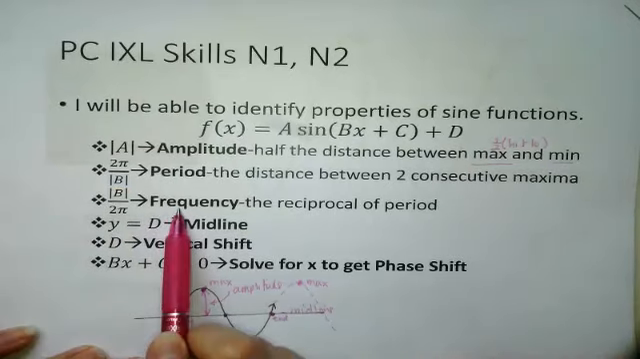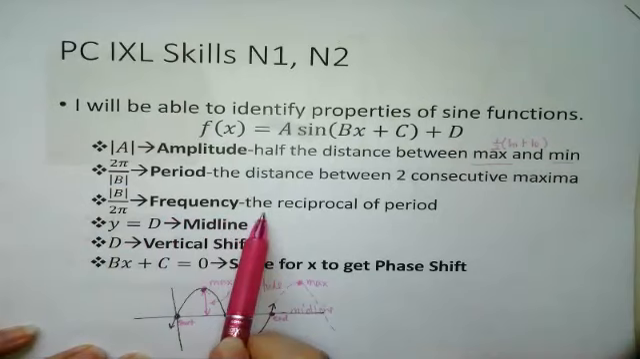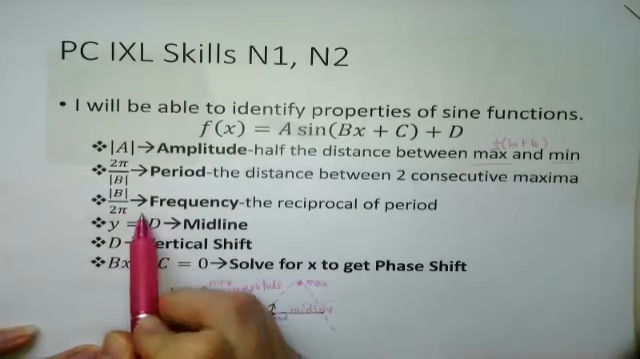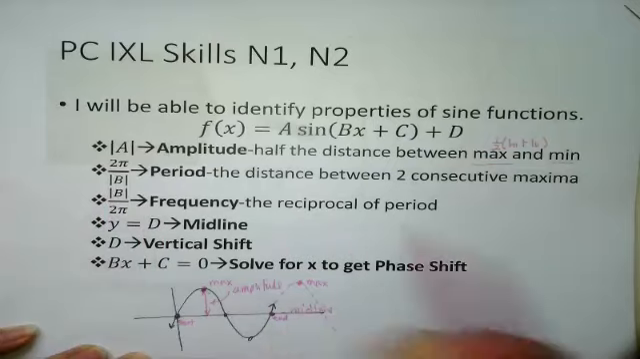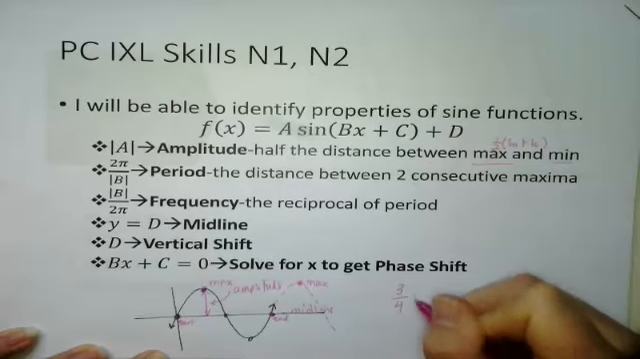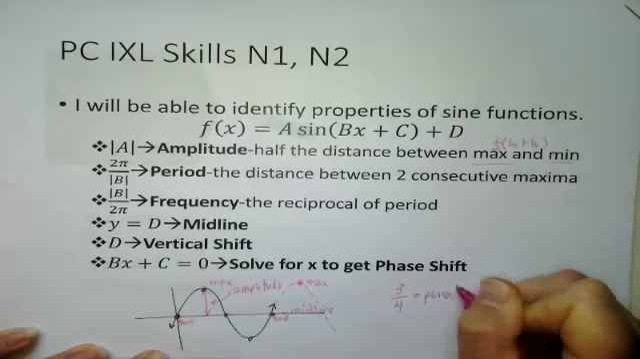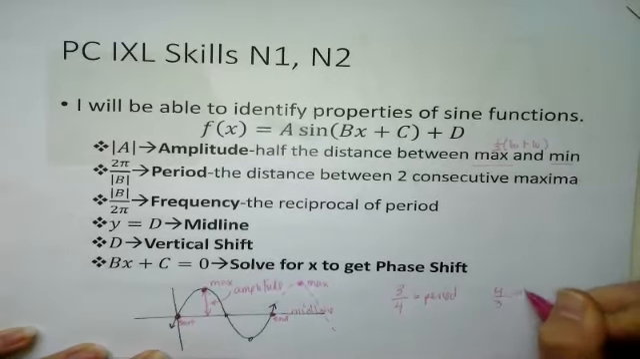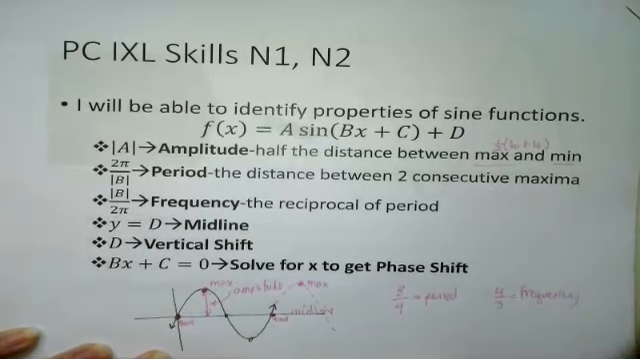Frequency we haven't talked about, but it is just the reciprocal of period. So that's not something I would have talked about, but IXL might ask you for it. So it's just the reciprocal of period. So if you know the period is, let's say, 3 over 4, I don't know, then frequency would be 4 over 3. So it is just the reciprocal, so flipping the fraction.